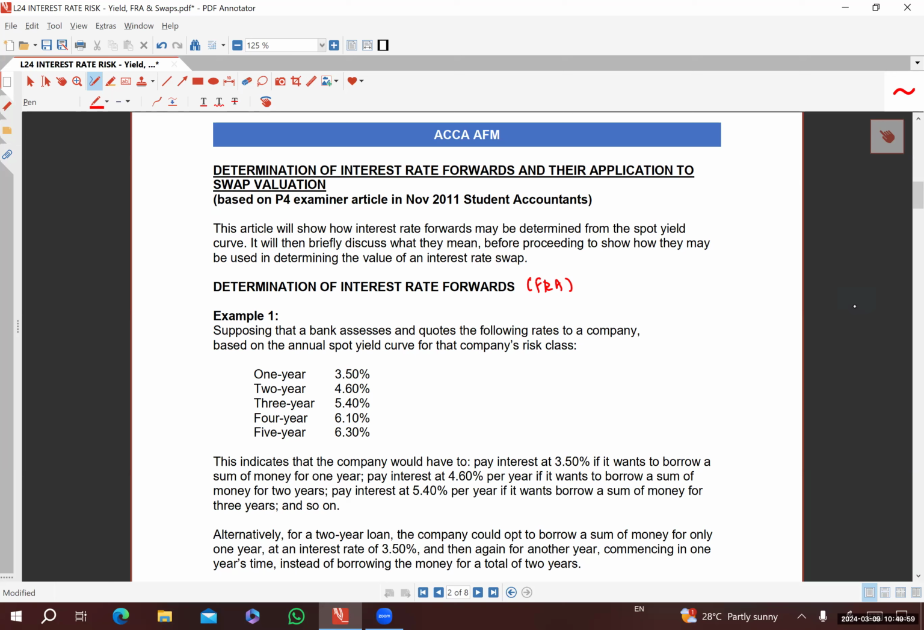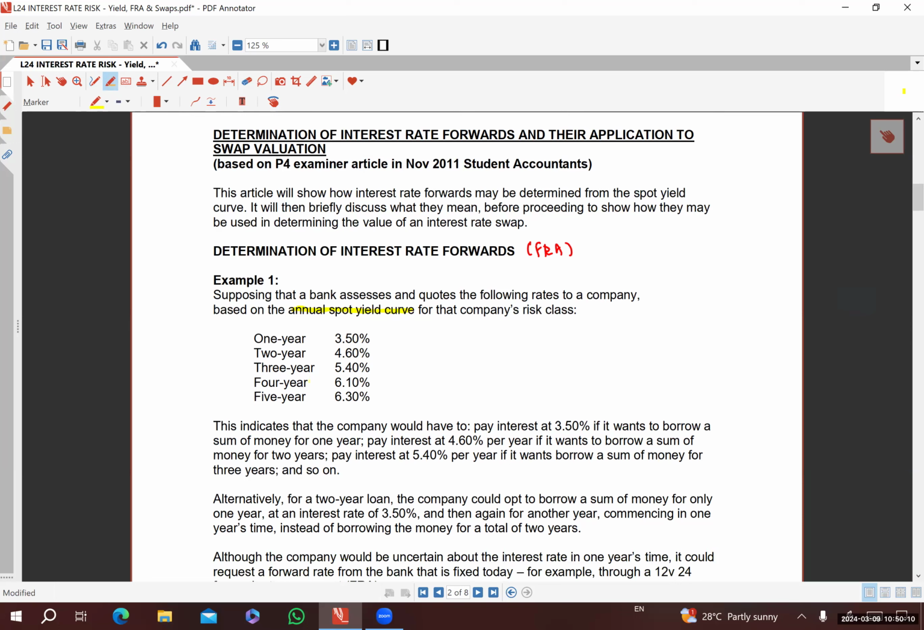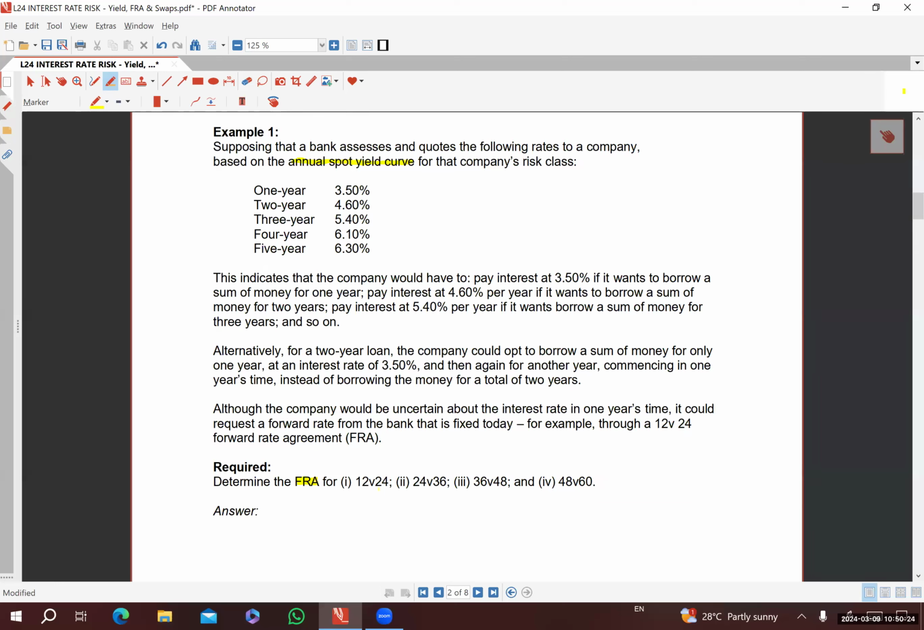Example one. Suppose a bank assesses and quotes the following rates to a company based on the annual spot yield curve. In chapter one, we learned how to find this: 1 year, 2 year, 3 year, 4 year, 5 years. From here, we can work out the FRA for 12 to 24, 24 to 36, 36 to 48, and 48 to 60. Now, what does that mean?